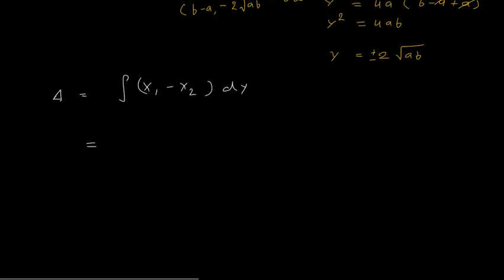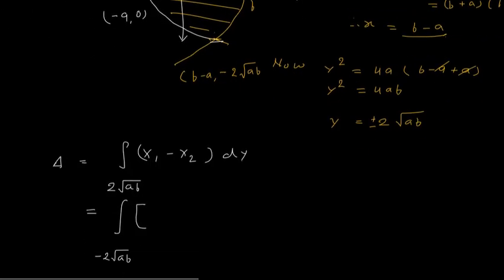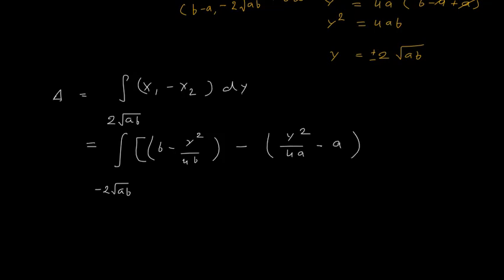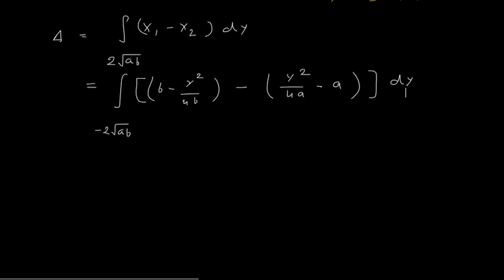So here the limit is minus 2 root ab to plus 2 root ab, and the value of x1 is b minus y square upon 4b, minus, we have y square upon 4a minus a, into dy. Okay, now let us integrate it.